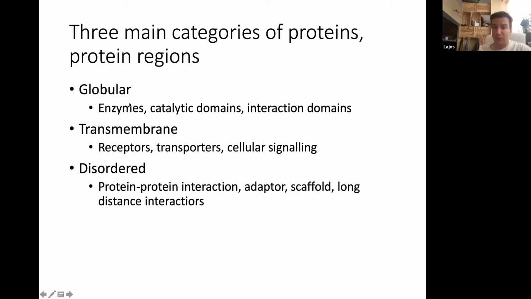Globular means that you have a well-defined three-dimensional structure with a hydrophobic core and a hydrophilic surface. The whole structure is stabilized by the hydrophobic core, and everything that is happening on the surface, or small pockets on the surface maybe.